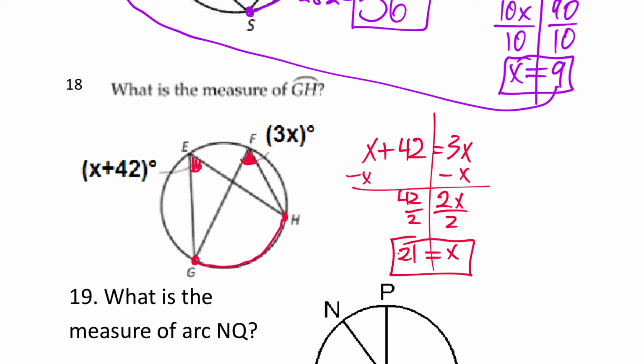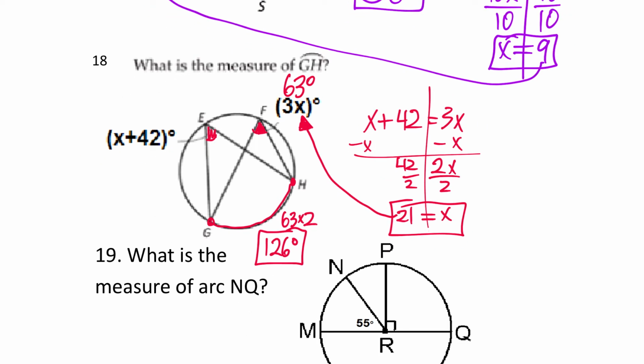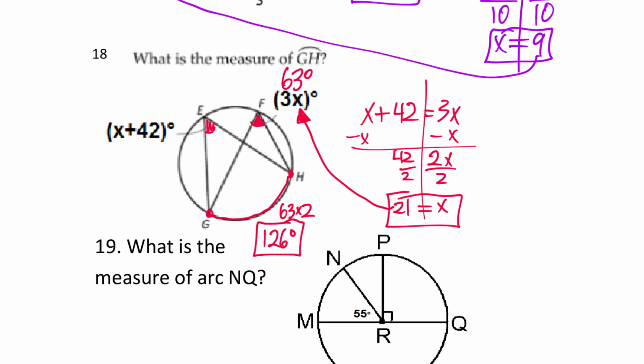Now I need to take that 21 and plug it back in up here. What's 3 times 21? It's 63. And now from that angle, how am I going to get to that arc out there? Times 2. So 63 times 2 is 126.